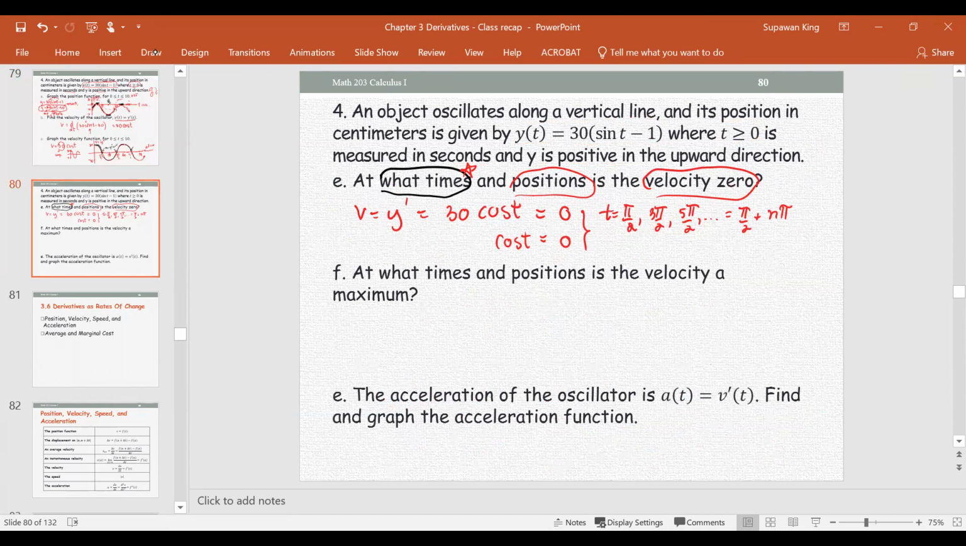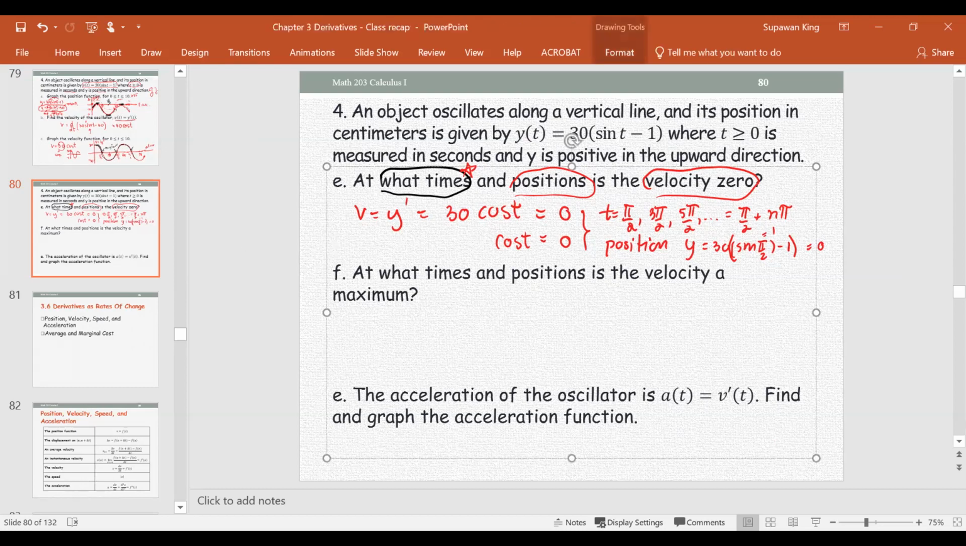For example, if t equals pi over 2, the position, which is the original y, is going to be 30 multiplied by the sine of pi over 2 minus 1, with the whole thing in parentheses subtracted first before you multiply by 30. Sine of pi over 2, what would that be? That is 1. So 1 minus 1 is 0. So at the point pi over 2, the position is 0. How about the other number? Well, I'm going to need to make more room. Sorry about that.